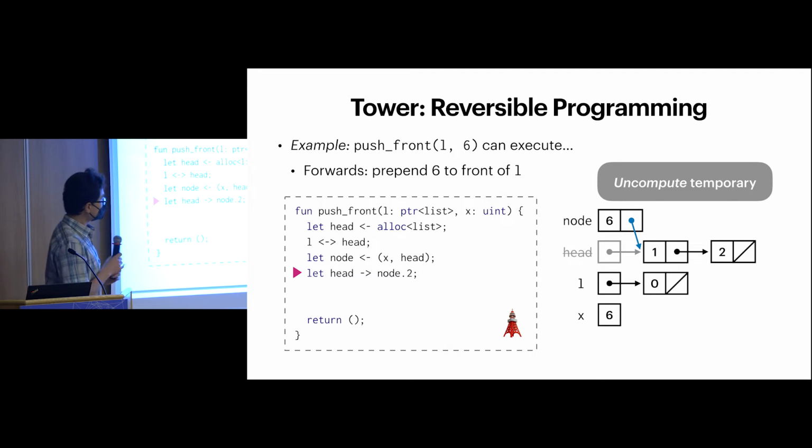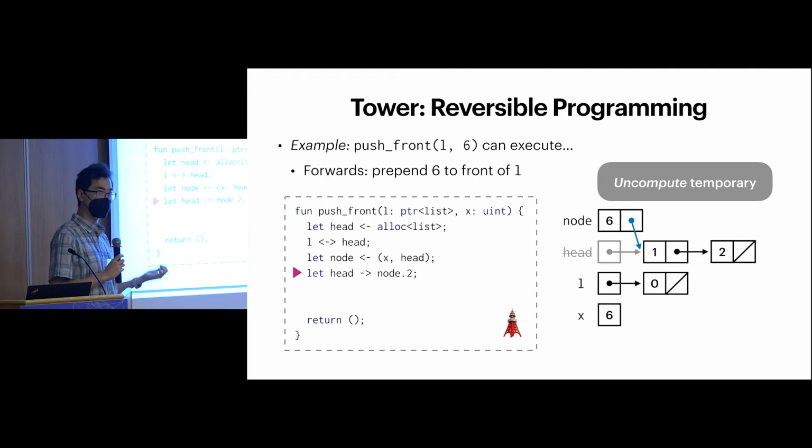And at this particular point, we have a temporary variable called head that the program no longer needs. Now, there are more details in the paper about why specifically we chose this particular representation of the program and what we have to do here. But the point I want to point out is that because all of the primitives have to be reversible, a program cannot simply take a variable that it does not want or need and discard it from the memory.